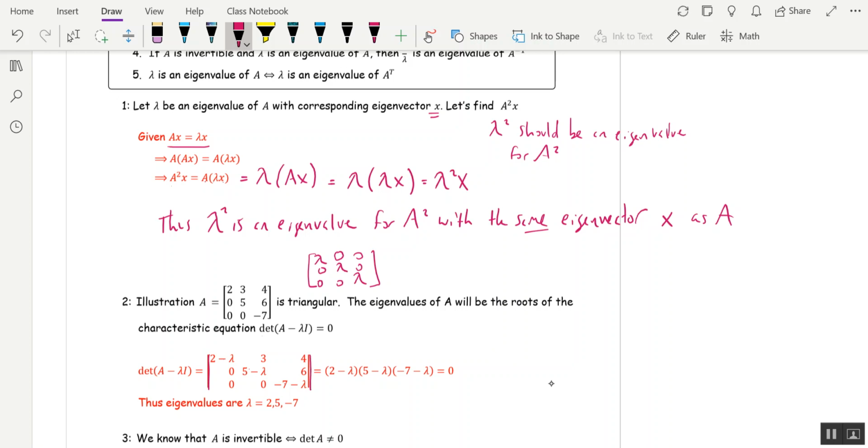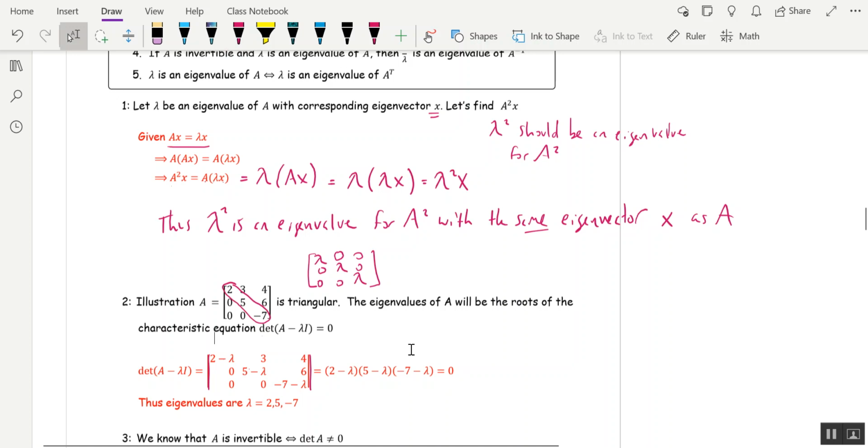But we know from properties of determinants, we know the determinant of a triangular matrix is the product of the main diagonal entries. So I can just write 2 minus lambda, 5 minus lambda, negative 7 minus lambda, because those are the diagonal entries. Multiply together, and that equals 0. So the roots are lambda equals 2, 5, and negative 7. Those were the entries on the main diagonal of the original matrix A. So that will be a real time saver later on.